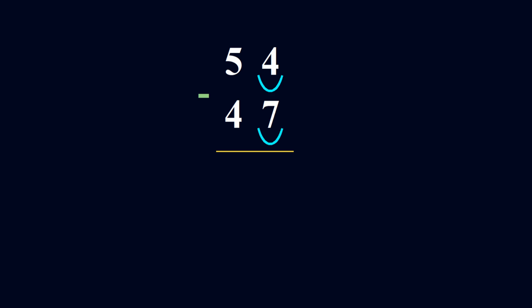4 minus 7. But I can't do it because 4 is smaller than 7. So we must borrow. You go to the 5 in the tens place and borrow 1 from it. So the 4 becomes 14 and 5 becomes 4. Now we have 14 minus 7, which equals 7.